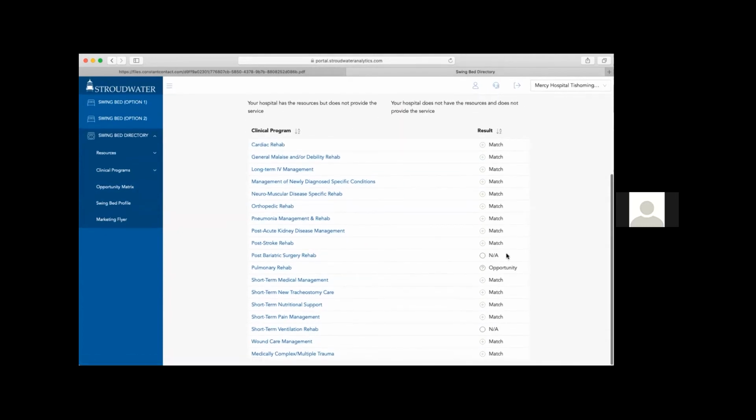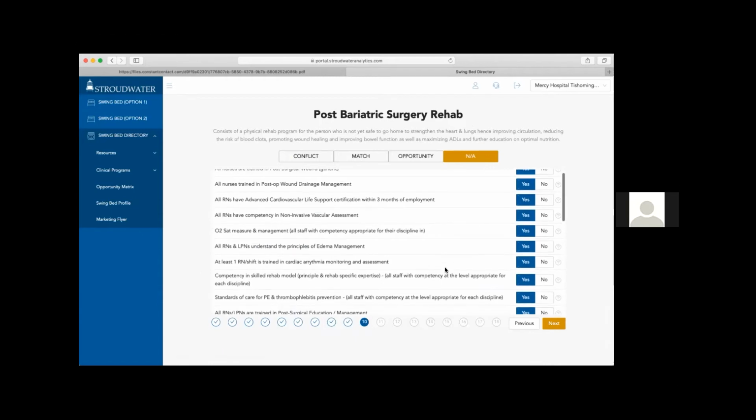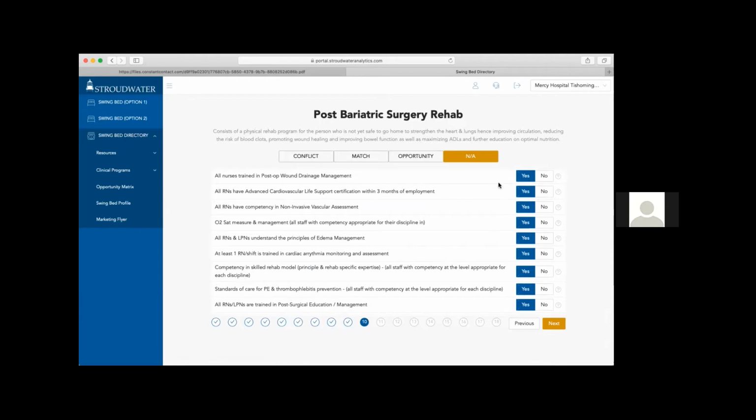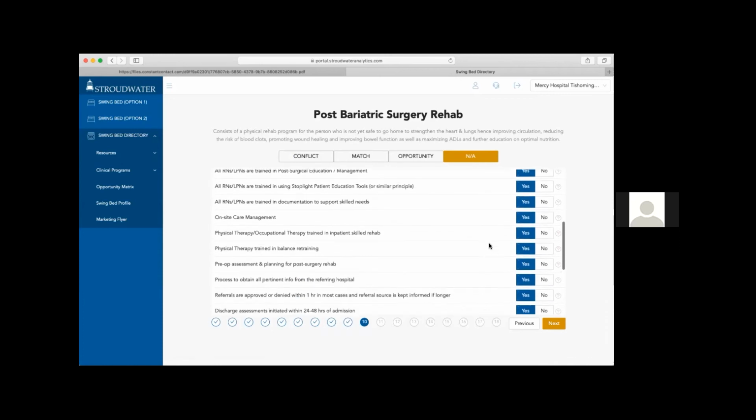And this is, we're going to look at post-bariatric surgery rehab. So something that would definitely tie back to a potential swing bed program. And this was considered NA. So the hospital has indicated they do not have all the necessary resources, and they have also said that they don't provide post-bariatric surgery rehab. And so it comes up as an NA here on this swing bed directory. So again, lots of clinical care competencies to be able to support that.